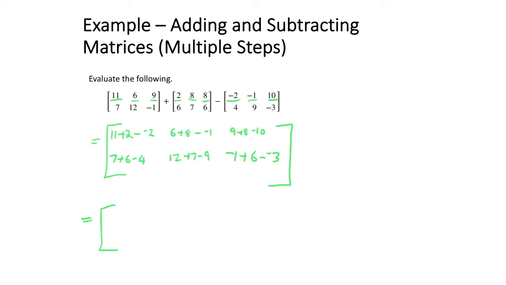So 11 plus 2 minus -2 is going to equal 15. 6 plus 8 minus -1 also equals 15. 9 plus 8 minus 10 is going to equal 7. And then moving on to the second row, 7 plus 6 minus 4 is going to equal 9. 12 plus 7 minus 9 is going to equal 10. And -1 plus 6 minus -3 is going to equal 8. So that is our final matrix when we are adding and subtracting three matrices together.